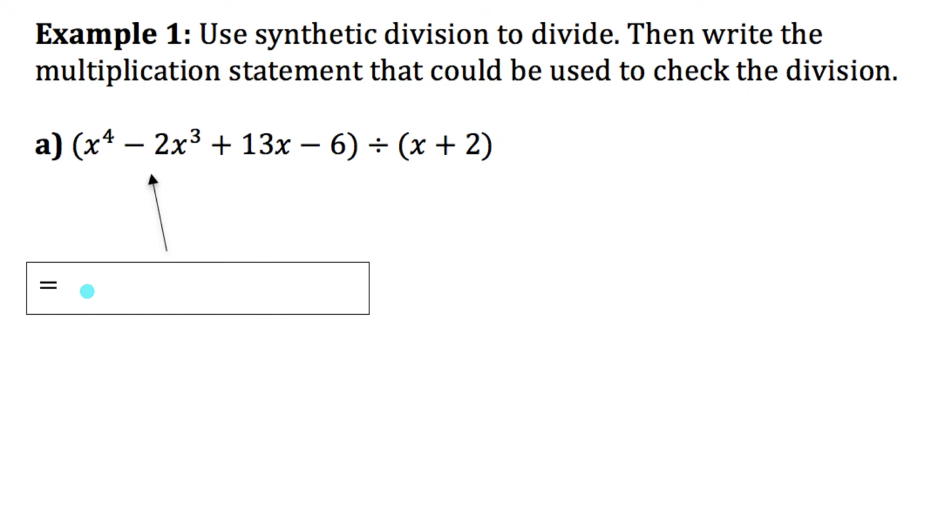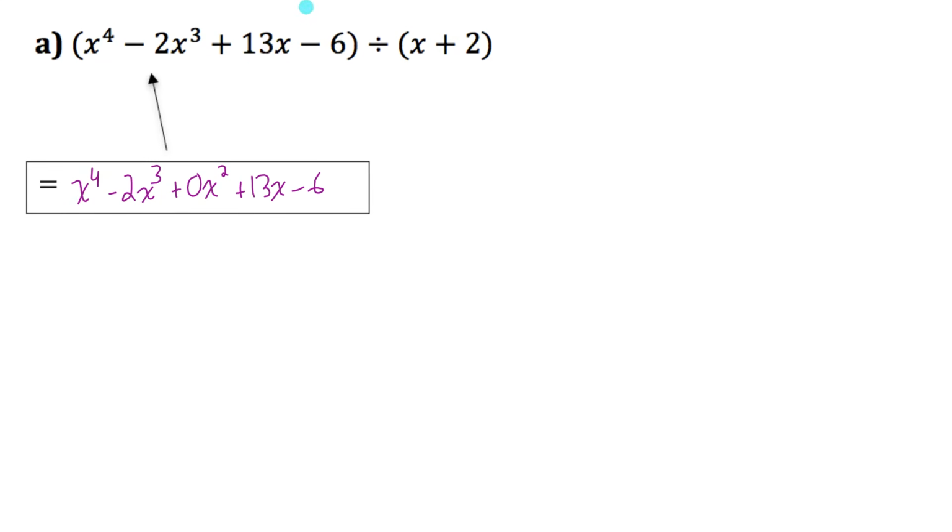So you can think of that dividend as x to the 4 minus 2x cubed plus 0x squared plus 13x minus 6. Notice that it's in decreasing order of degree, and all degrees are represented, 4, 3, 2, 1, and 0. Now let's set up our division table.